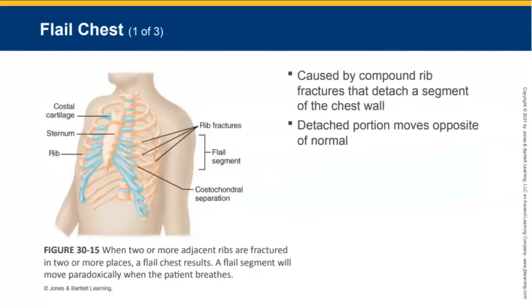Now, a patient can have a flail segment, and if you look at this diagram right here, let's see if I can put some drawing on it. So this area right here, if you look at that area, you can see that there is more than one rib broken in two different places, and the segment that is fractured is completely detached from the rib cage.